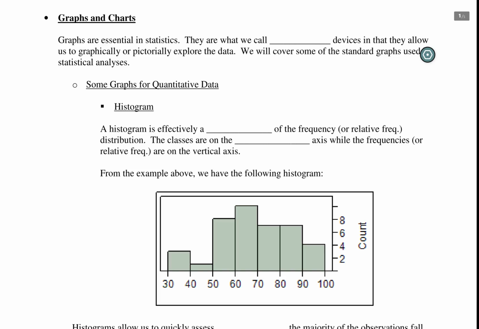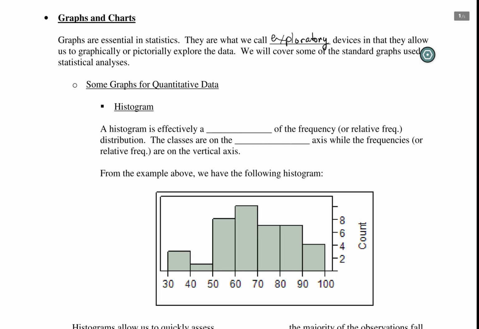Alright, now that we have looked at grouping data, let's move to graphing the data, getting a picture out of the groupings that we have created. Graphs are essential in statistics. You might have guessed that. And they are what we call exploratory devices, in that they allow us to explore the data. Often you can see something about the data in a graph that you wouldn't otherwise see.